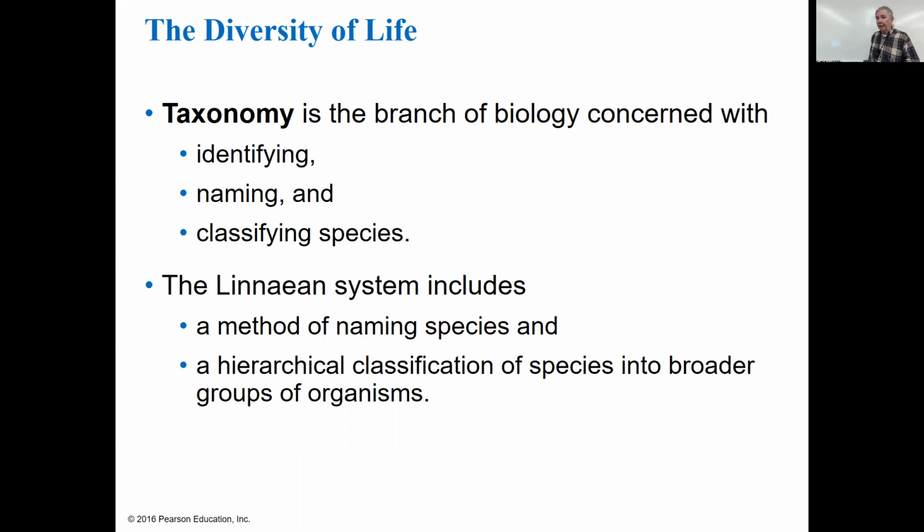And it uses something called the Linnaean system. Carolus Linnaeus, who I think lived in the 18th century, set up this way of naming species, giving unique names to species, and setting up a hierarchical classification of species into broader groups of organisms. Hierarchical meaning groups of organisms that look more and more similar and are more closely related. Of course, he wouldn't have thought they were related to each other because he was a creationist. This is long before evolution was even thought of when he set up this system.